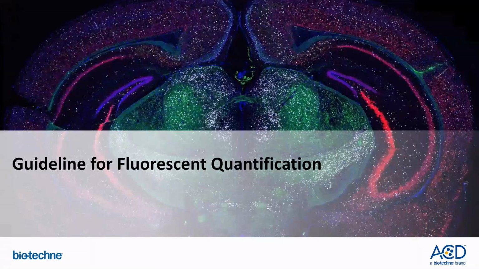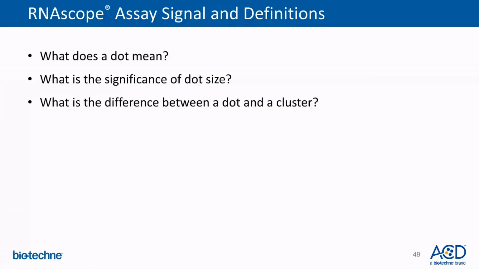We will now look at some guidelines for fluorescent quantification. Some of the key questions for assay and signal are: what does a dot mean? What is the significance of dot size? And what is the difference between a dot and a cluster?